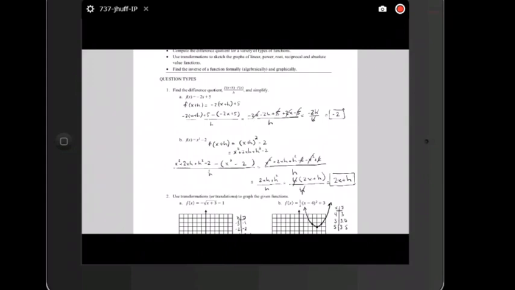So make sure that you're not just feeling confident solving these problems on the review. Make sure you're feeling confident with the topic of inverses, transformations of functions, and difference quotient.